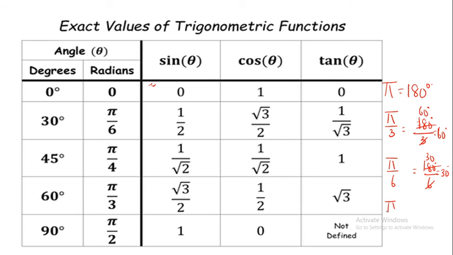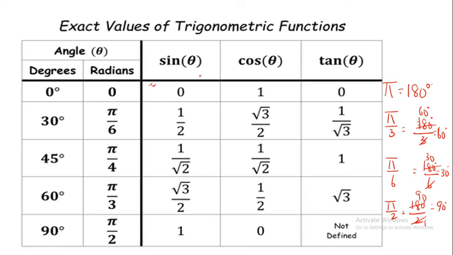Next is pi by 2. Pi means 180 degrees. By 2 means 2 ones are 2, 2 nines are 18. That is equal to 90. Pi by 2 means 90. So we have to remember all these. Sin 0 is 0. Sin 30 is 1 by 2. Sin 45 is 1 by root 2. Sin 60 is root 3 by 2. Sin 90 is 1.